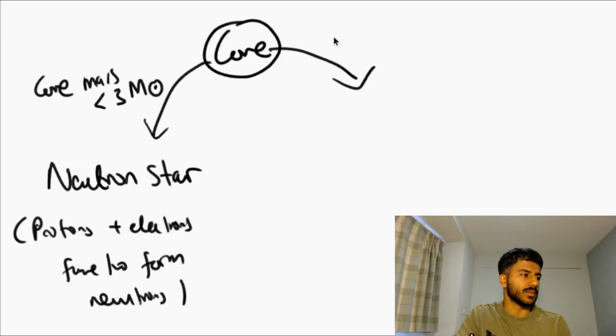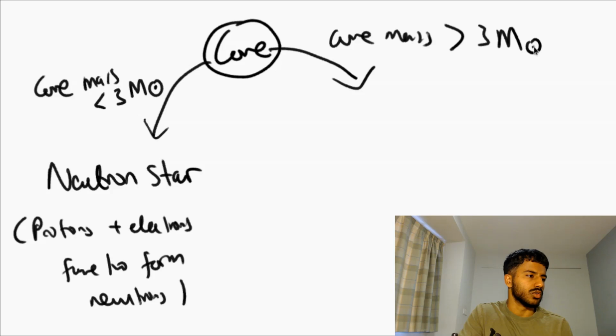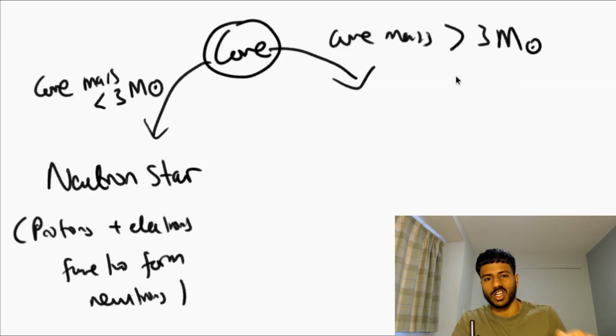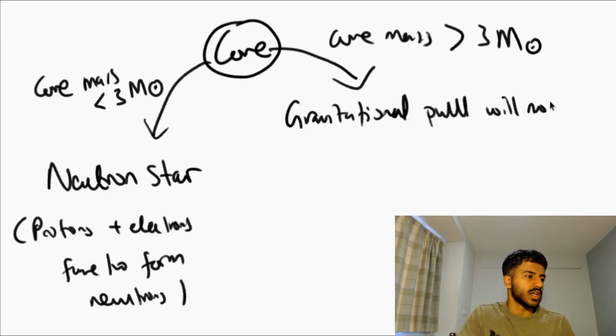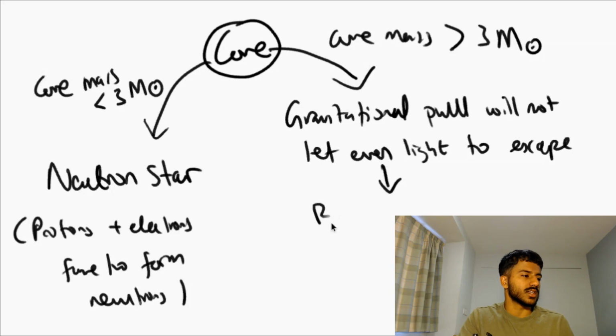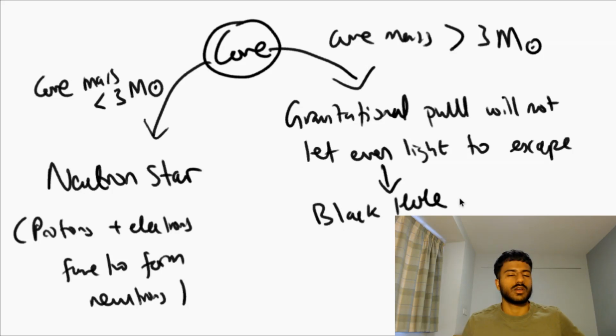But if this core is really massive, and talking about mass greater than 3M0, where again M0 is the mass of our sun. Now because this core is so massive yet small, basically meaning that it's such a dense core, the gravitational pull will not let even light escape. And this is known as a black hole. And I'm sure you've heard about those before.